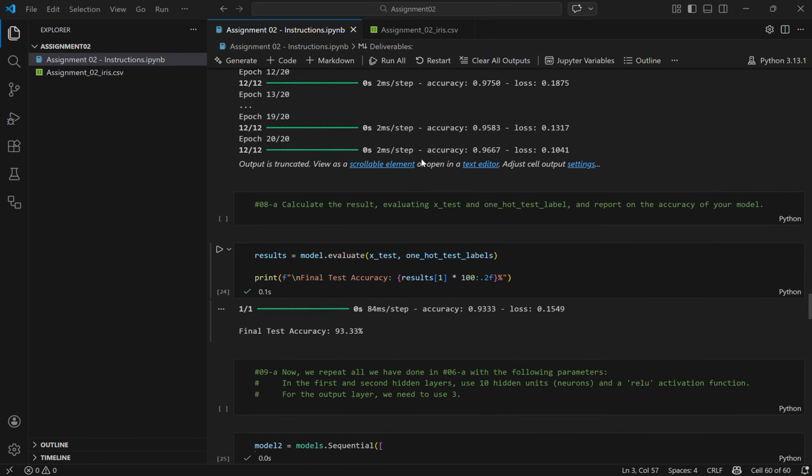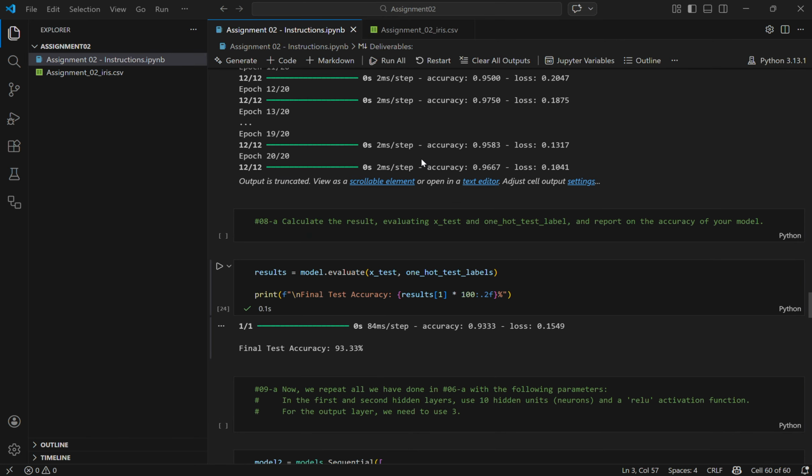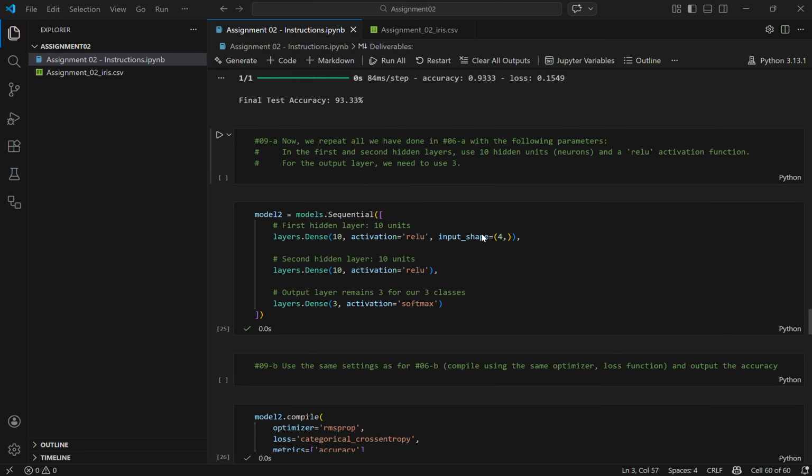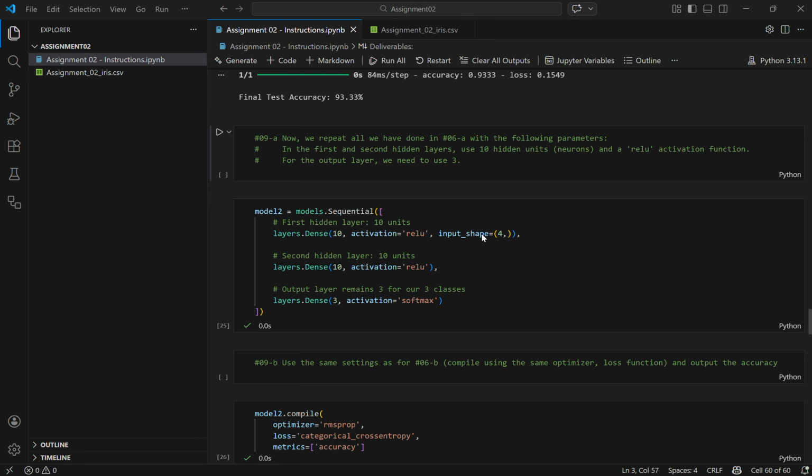For question 8, again I trained this model for 20 epochs with a batch size of 10 and then evaluated it on the test set to report the final accuracy. For question 9a, I created a smaller model with only 10 hidden units per layer to see how it compared.